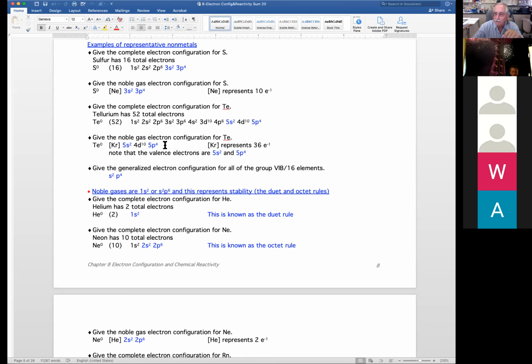You're going to want to take 2 electrons from somewhere else, either by forming an ion with them or forming a covalent bond, because you want to be s2p6. You know why? Because all the noble gases, except for the runt of the family, which is helium, they're all s2p6. And those represent chemical stability.